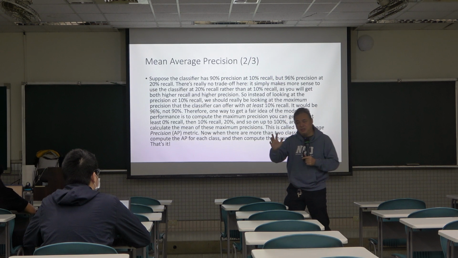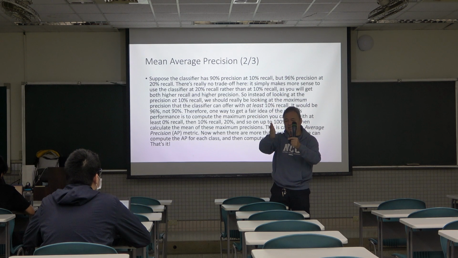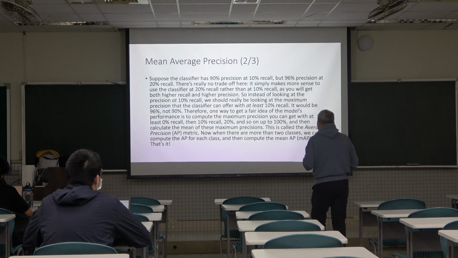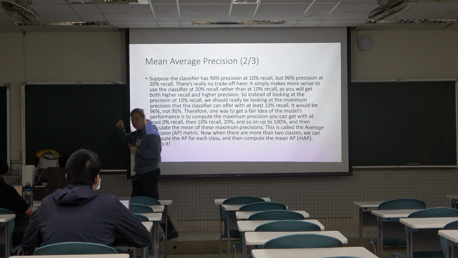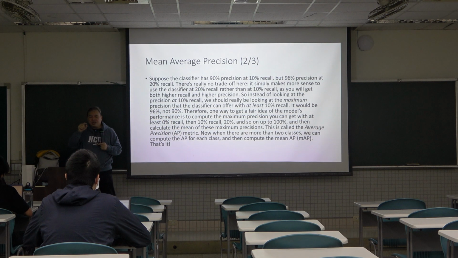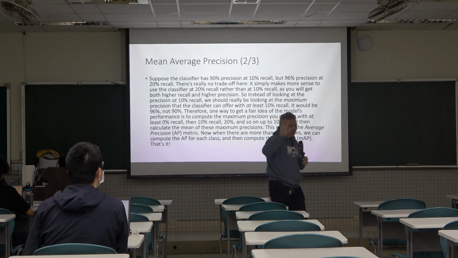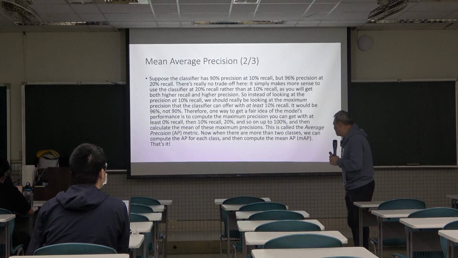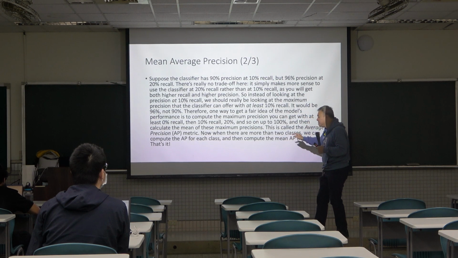So for each of these 5 classes, when you consider them separately as binary classifications, each one will give you an average precision, this AP metric. And then for those 5 classes, you have 5 AP scores, and then you average those 5 AP scores. That's where we get this mean average precision.